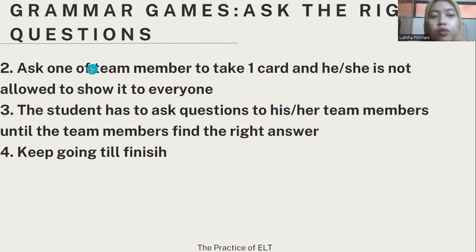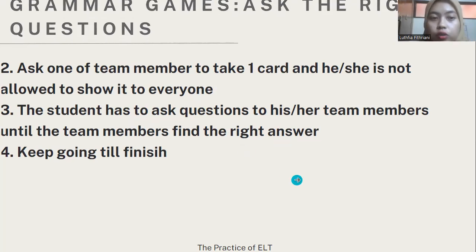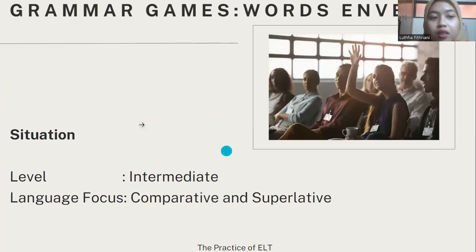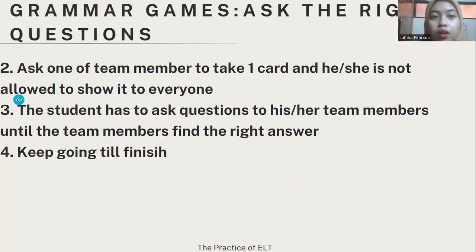And then the teacher asks one of the team members to take one card, and he or she is not allowed to show it to everyone. The student has to ask questions to his or her team members until the team members find the right answer, and keep going with the activity until finished. So that's it about ask the right question.